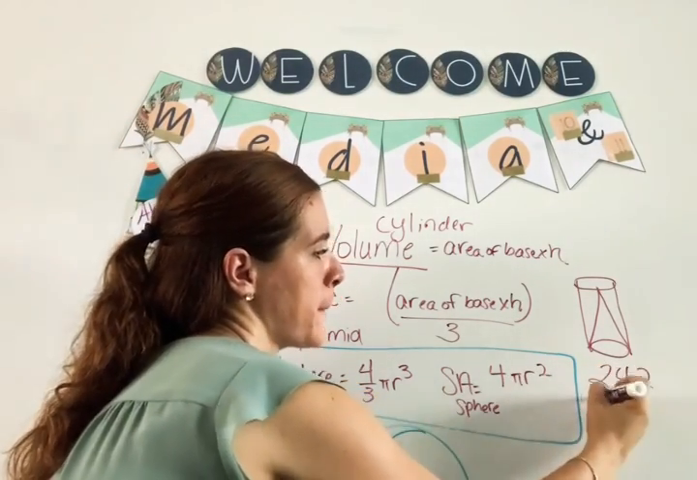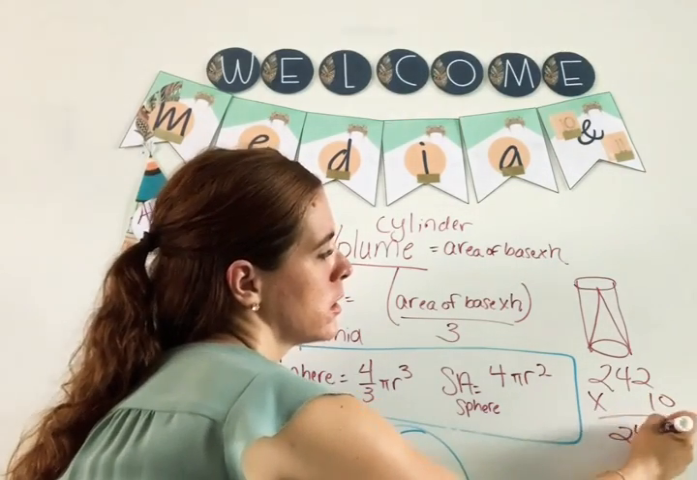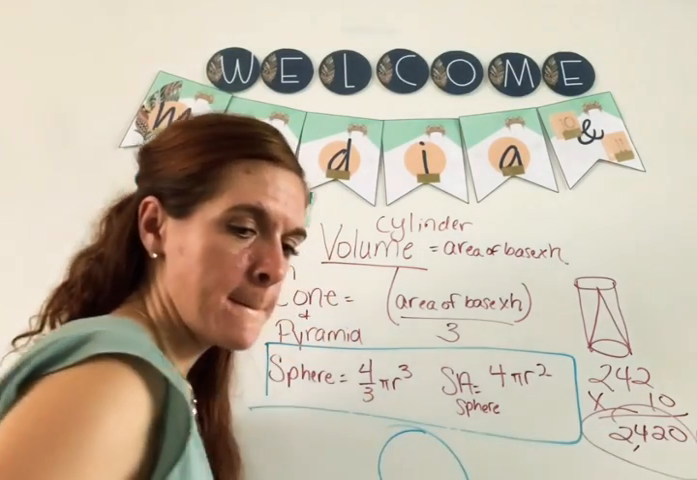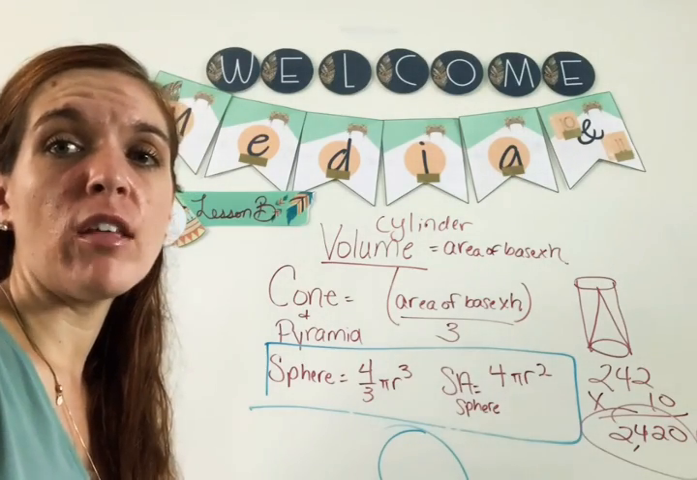Okay, and what's the height? So right there, it's 10. Meters cubed. Okay, there is your answer, 2,420. That's all you do. Area of the base times the height, okay?